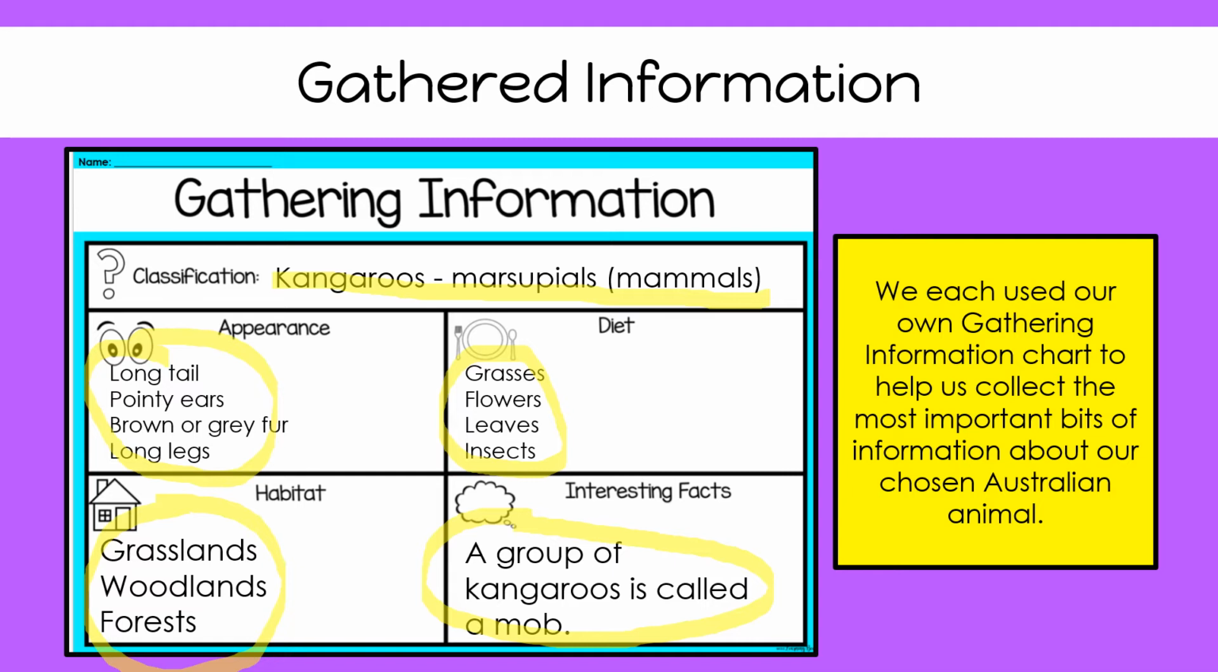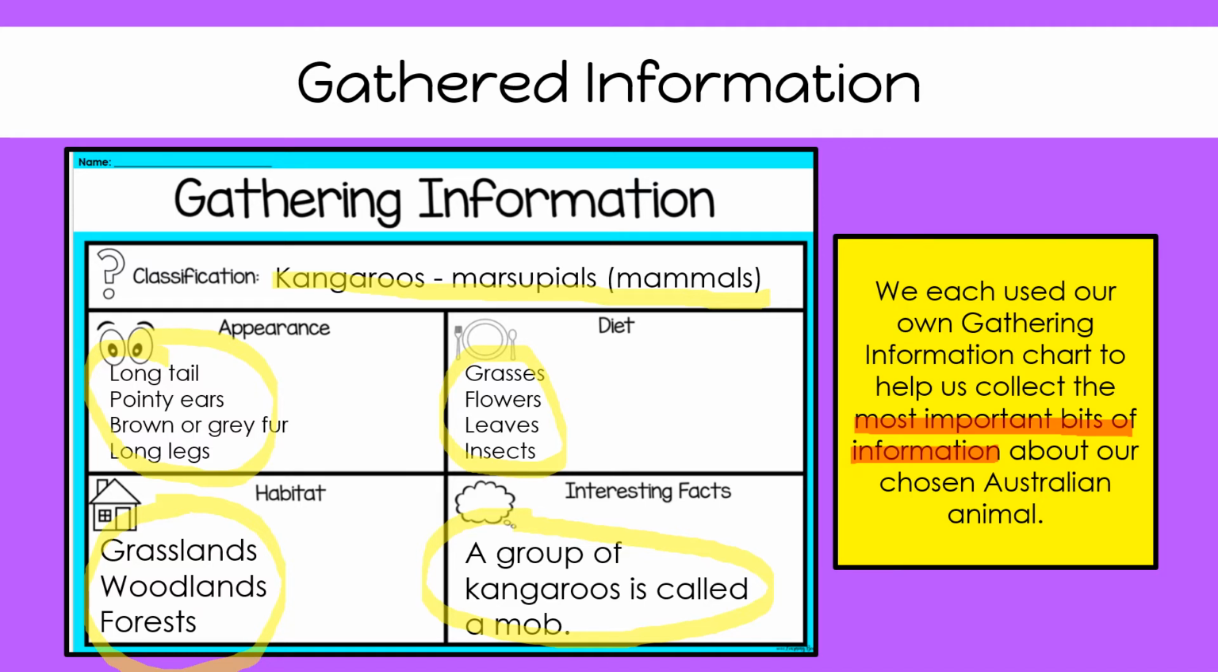And just to remind us of the process that we're going to be following, we need to make sure that we're using the most important bits of information about our chosen Australian animal. So you will see when I show you an example in a minute that even though I've put together quite a few bits of information on my chart here, I am only going to pick some of the parts that I think are the most important or that I really want to focus on to write my information report.